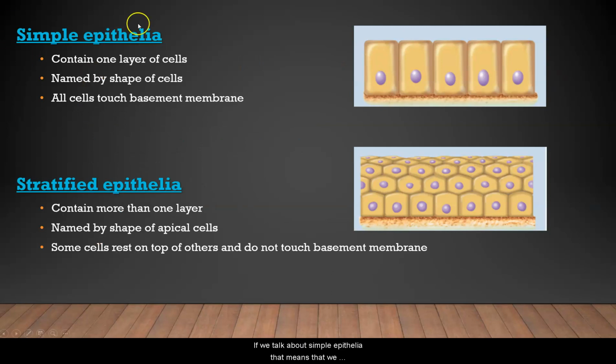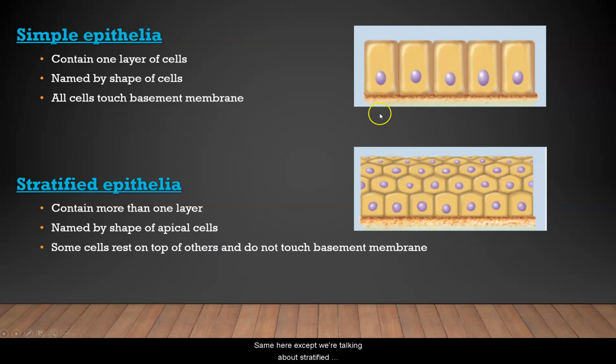So if we talk about simple epithelia, that means that we are talking about a tissue that contains only one layer of cells. And then it'll be simple blank epithelia. Well, you'll find they'll be named by the shape of the cells. All of these cells touch a basement membrane, and here it is, the basal lamina. So this is the basal side, and this is the apical side.